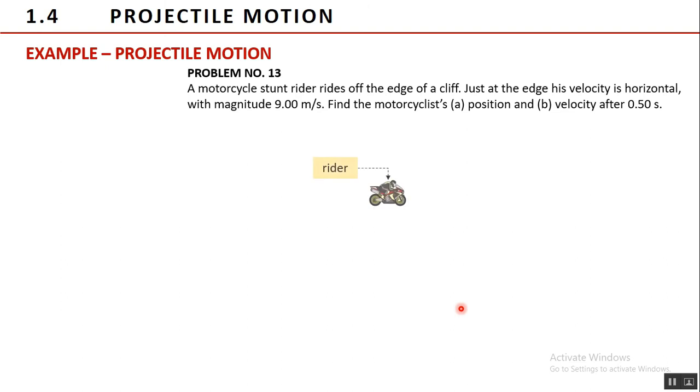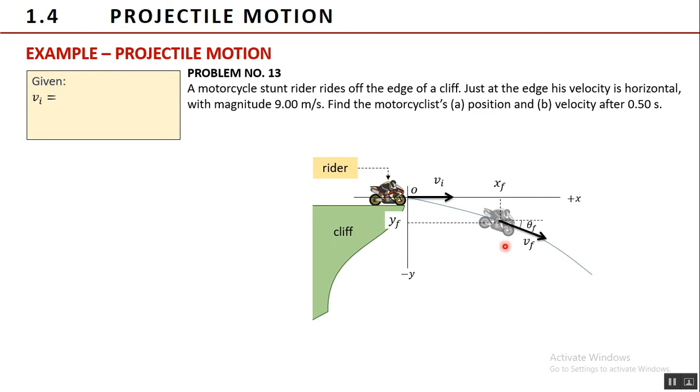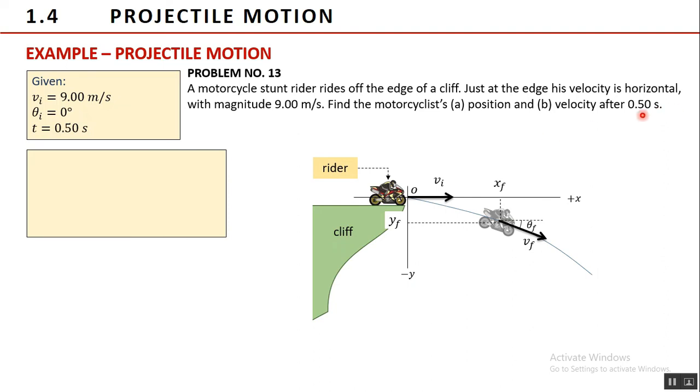Problem number 13. A motorcycle stunt rider rides off the edge of a cliff. Just at the edge his velocity is horizontal, with magnitude 9 meters per second. Find the motorcyclist's, letter A, position and letter B, velocity after 0.5 second. So list the given information. The initial velocity of the rider v sub i is 9 meters per second. Since the rider is a type 2 projectile, his initial angle of flight is 0. We are also given time 0.5 seconds.